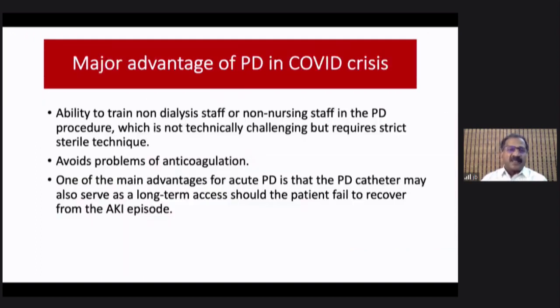And the major advantage of PD is that you can easily train even non-dialysis staff and initiate them into doing PD in the ICU or in the ward. So that is an important advantage. And there is no problem of anticoagulation. They're either prothrombotic or not. If they are on anticoagulation, putting in other catheters and such interventions may be a problem, but PD is maybe safer. And one of the main advantages of acute PD is that the PD catheter may also serve as a long-term access, because quite a number of these AKI patients from COVID wards may continue to have renal failure, and they may have to continue dialysis even afterwards. So it would be a good idea to put in a CAPD catheter in the acute stage itself.